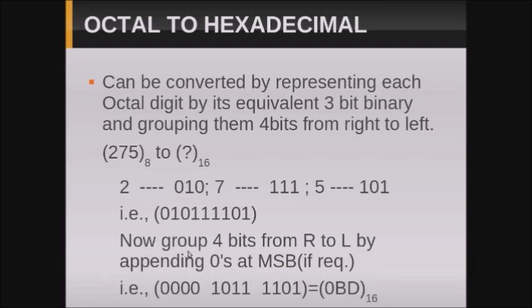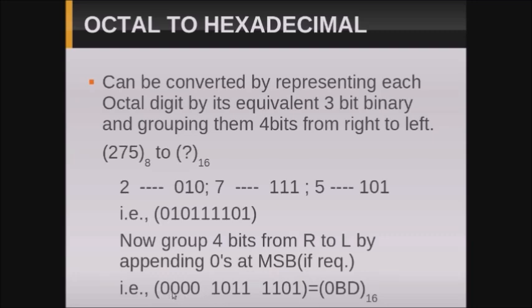What is the next step? I have to group 4 bits from right to left, by appending zeros at the MSB if required. As I said, if there are fewer than 4 bits, then I have to append zeros. Here I would take 1011 from the LSB as one group, and 1101 as the other group, and then I have only 10, so append zeros at the MSB, so it would become 0010. Now write the equivalent representation for these bits.